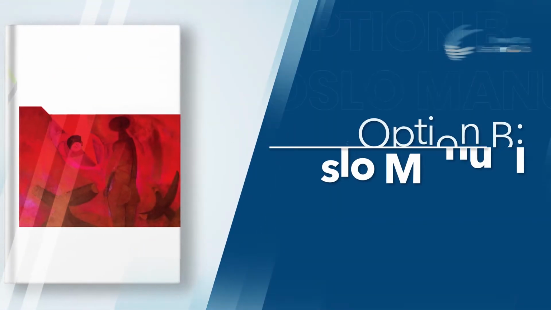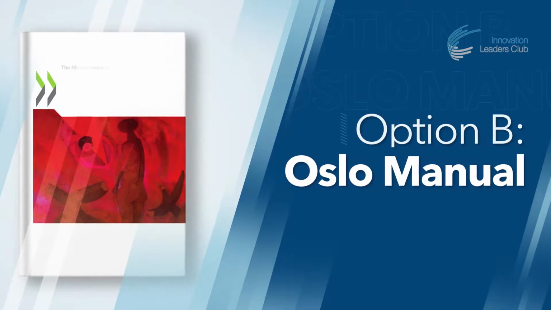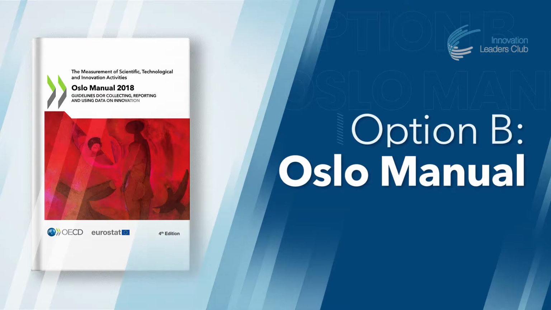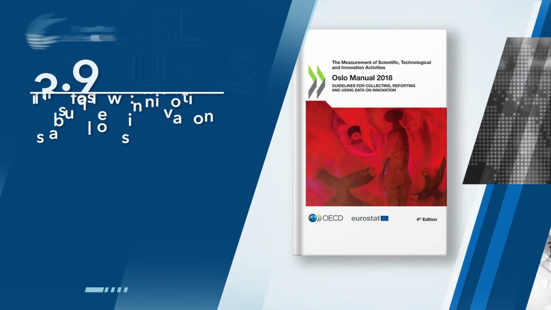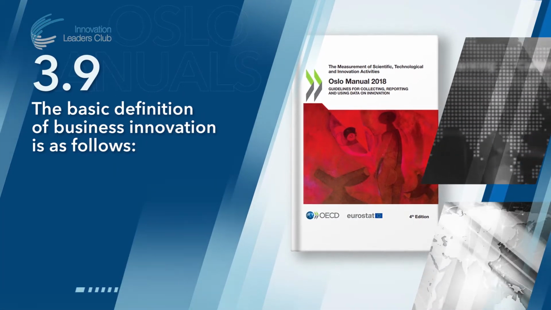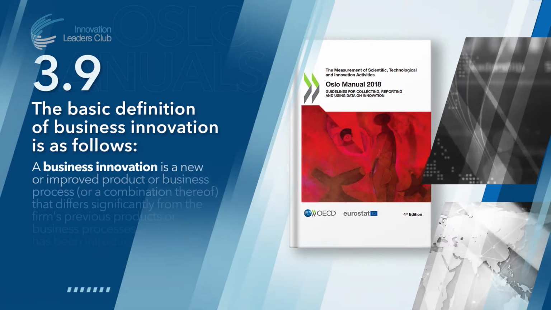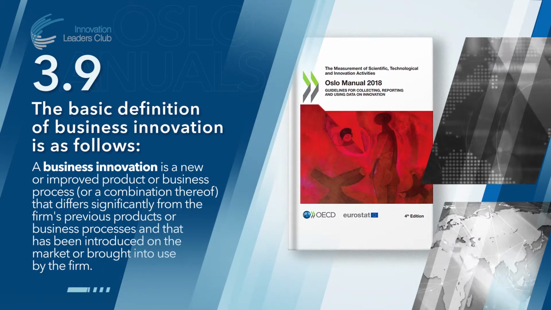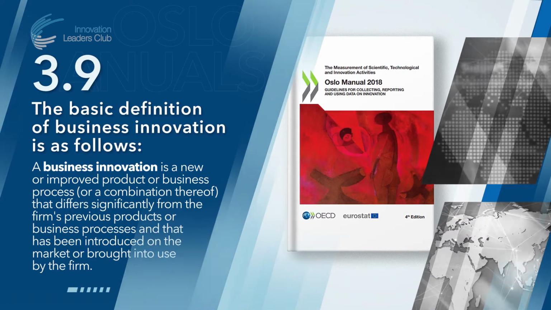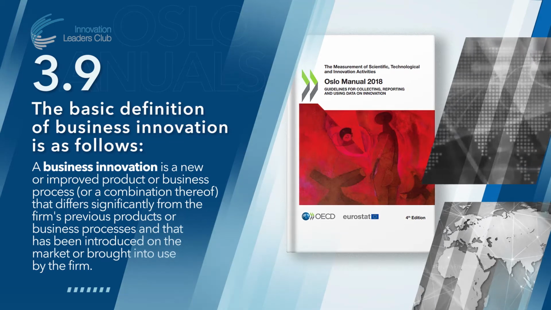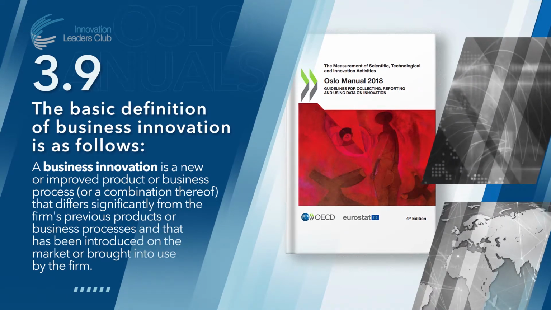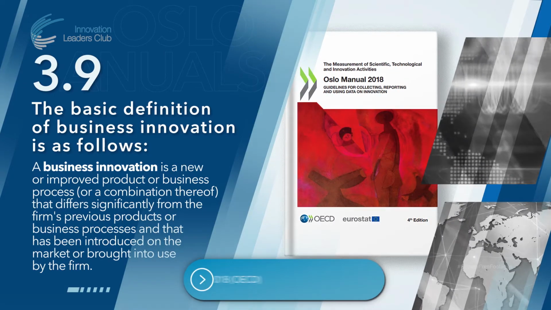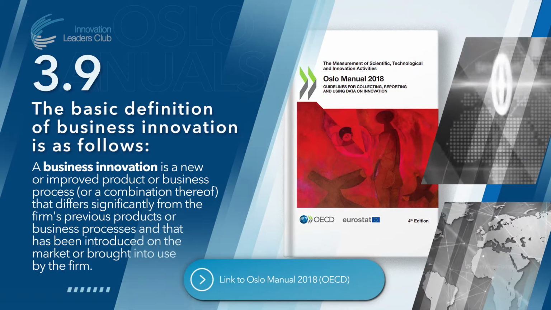The Oslo Manual, issued by OECD in 2018, provides multiple guidelines to collect, report, and use data on innovation. Chapter 3.9 provides a basic definition of business innovation as follows. A business innovation is a new or improved product or business process, or a combination thereof, that differs significantly from the firm's previous products or business processes and that has been introduced on the market or brought into use by the firm. Here's a link to the 2018 Oslo Manual on the OECD website.